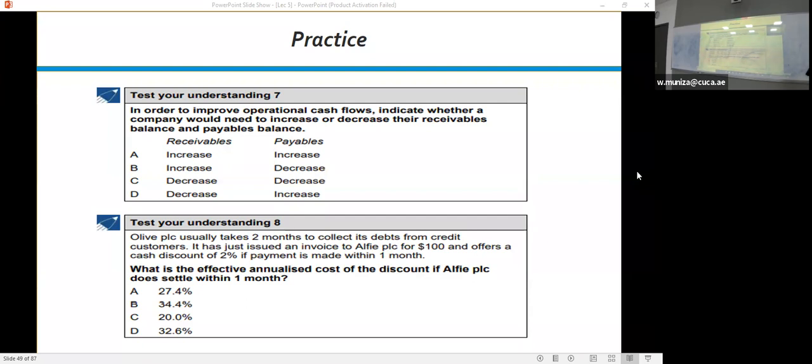Understanding number 8. What is the effective annualized cost of the discount if LFI PLC does settle within 1 month? Do you want to try calculating it once again? Again, the same formula you have to apply.